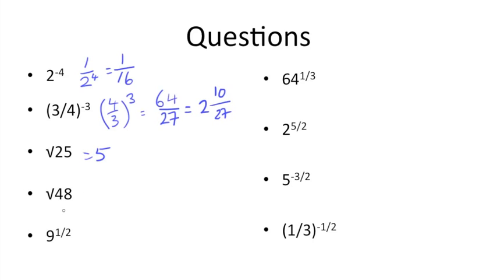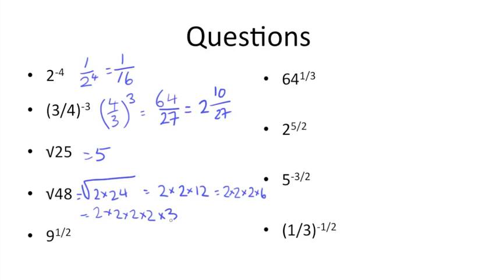Next off, we have square root of 48. Now we need to simplify this out. 48 isn't a perfect square, so we need to get the factors of 48. So the factors of 48 are, let's see, 2 times 24. Next off, we can simplify that to 2 times 2 times 12. That can be further simplified to times 6, and then 2 times 2 times 2 times 2 times 3.